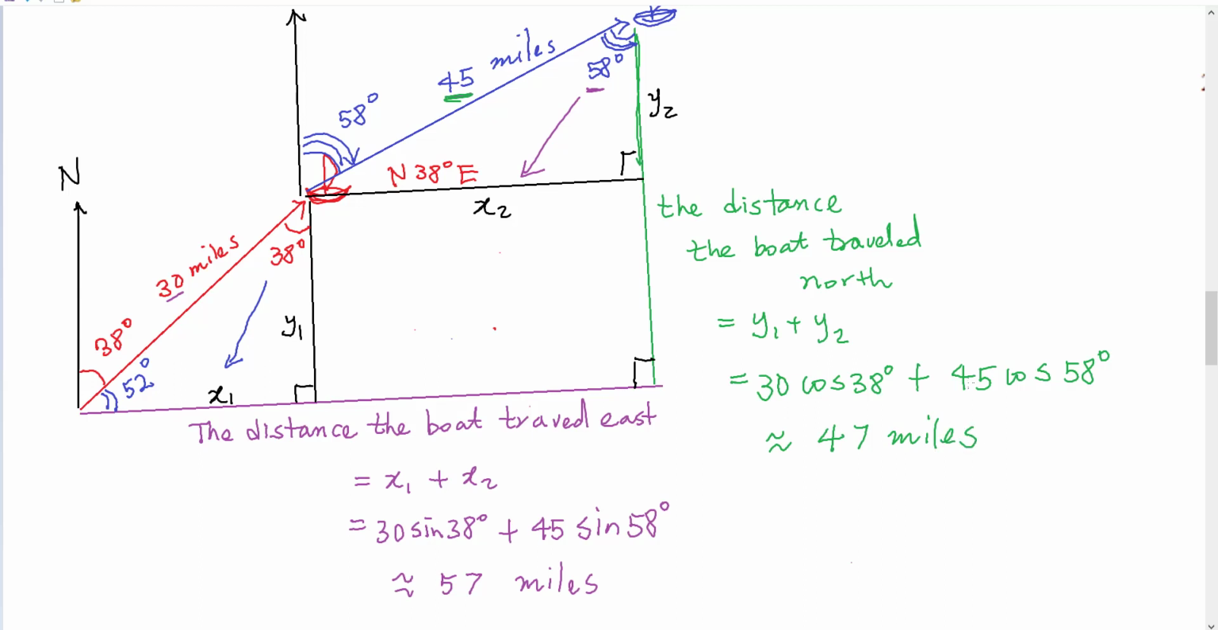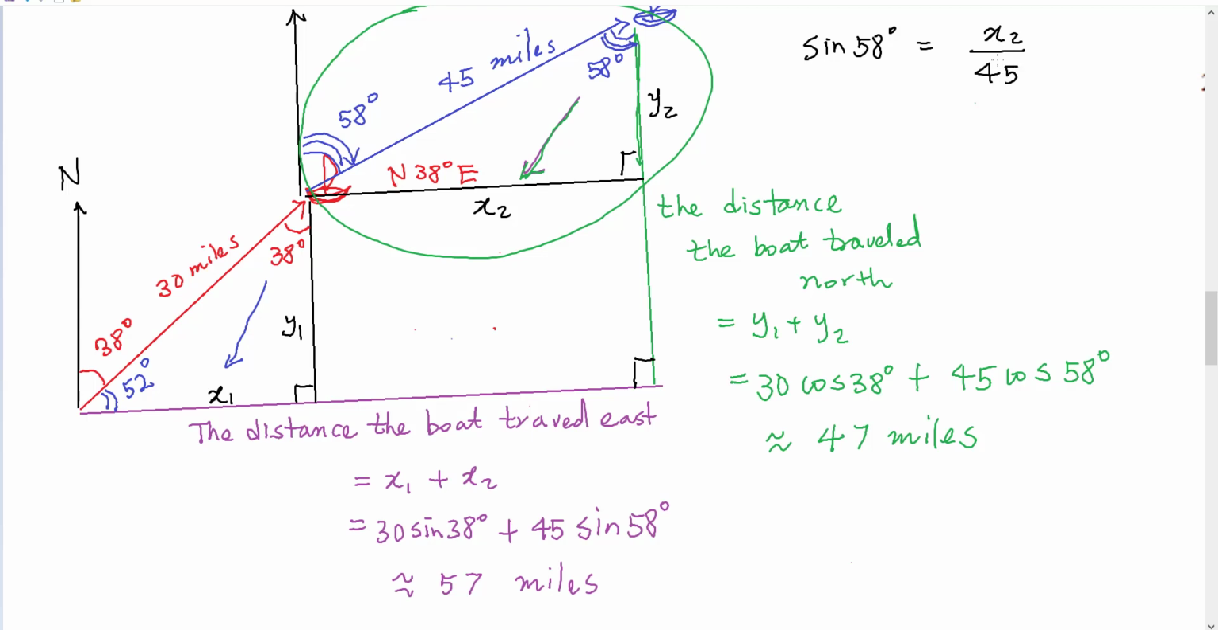Oh, thank you, Julius. Okay, so if you look at this triangle over here, you see the opposite of 58 is x2. So sine 58 degrees is opposite over the hypotenuse, right?